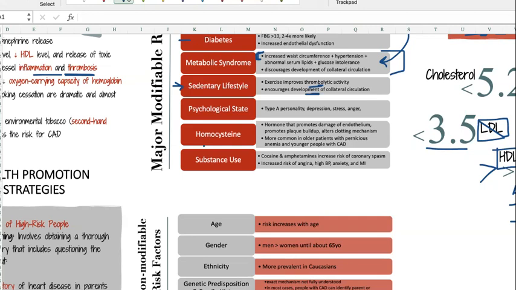So people with pernicious anemia, we know that pernicious anemia is caused by a decrease in vitamin B12, right? They will have less vitamin B, but will have high homocysteine levels and will be at a higher risk for coronary artery disease. And then substance abuse, mostly cocaine and methamphetamines.